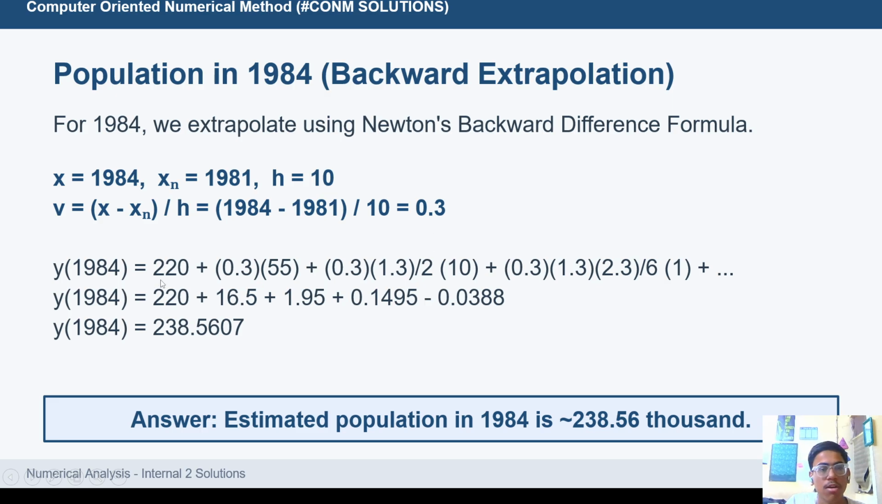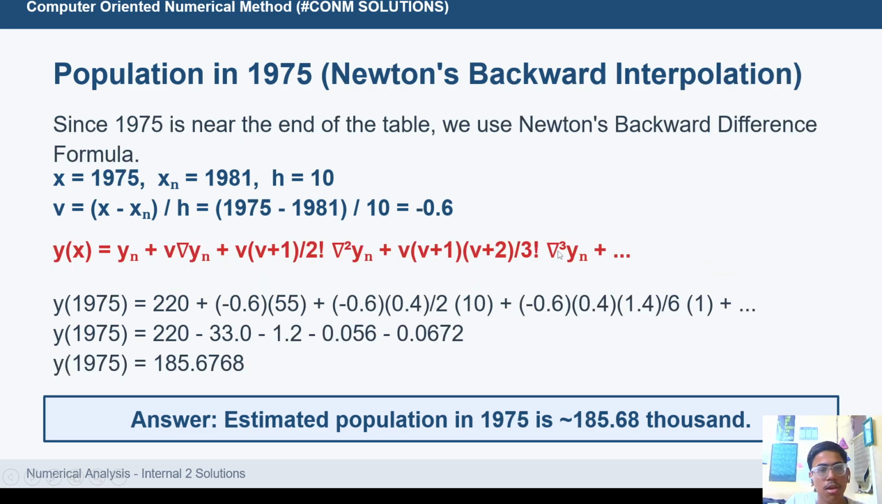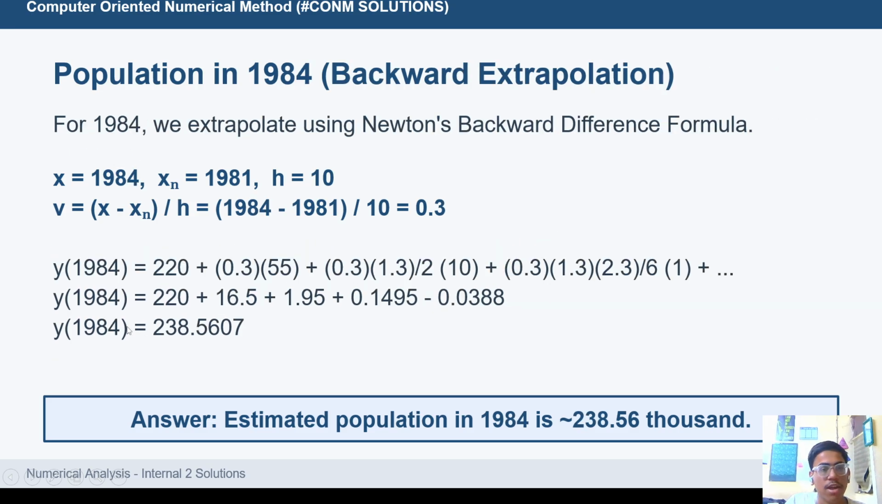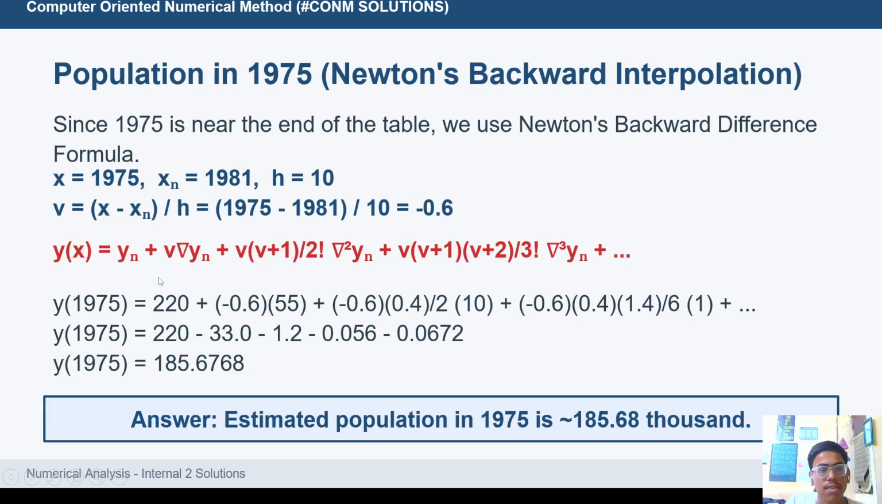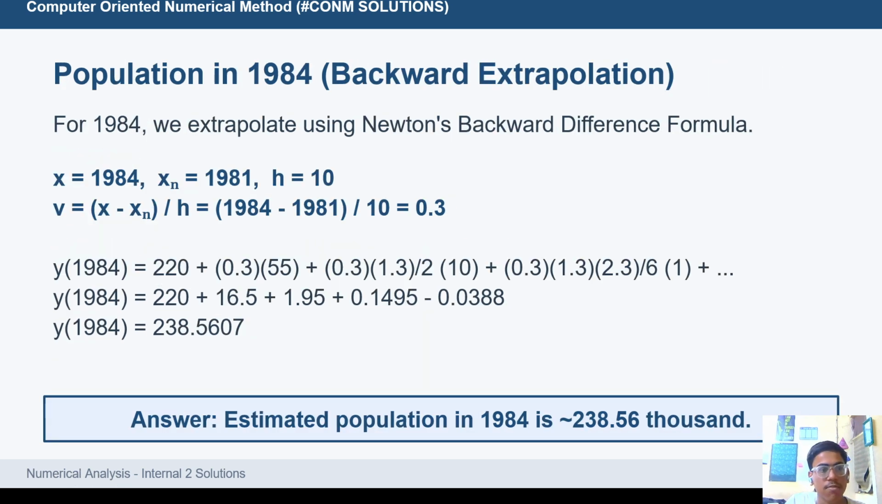We will put the values in the same formula as we used here, and we will find that the population at 1984 is somewhere around 238.5607. So we could conclude our answer: the estimated population in 1984 is around 238.56 thousand.